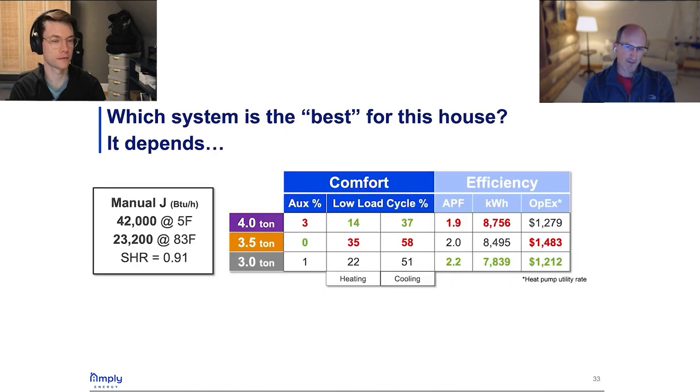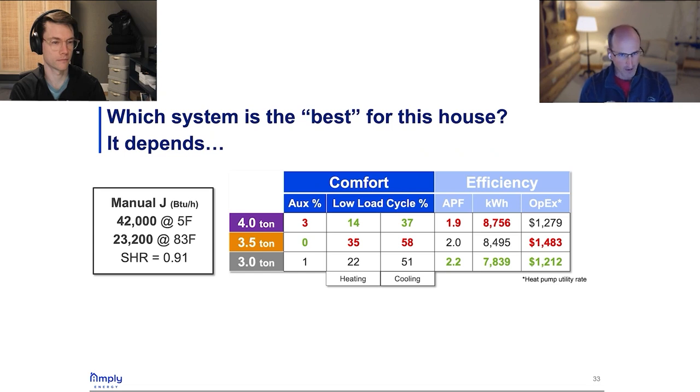All right, so let's summarize everything that we've gone through. We've looked at these 3 different pieces of equipment, a 4-ton, a 3.5-ton, and a 3-ton. And we've got a bunch of comfort characteristics. Here we're going beyond Manual S. All of these pieces of equipment, we've already checked. They are Manual S compliant. We're good to go there.